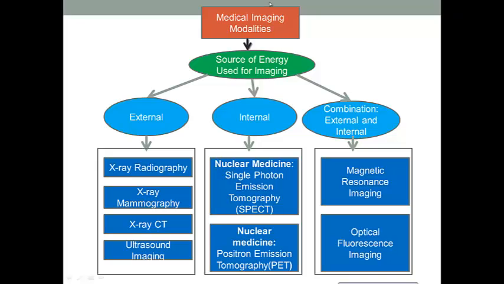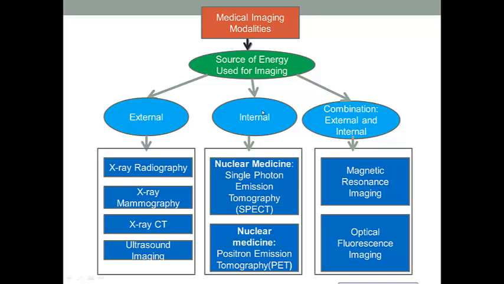In fact, we have a figure to show the medical image modalities, based on the source of energy used for imaging. We can classify them as external, internal, and combination. For external, we show here X-ray radiographic, X-ray mammography, X-ray CT, and also ultrasound imaging. That means we need to use outside energy to activate the inner organ or tissue to get the image.